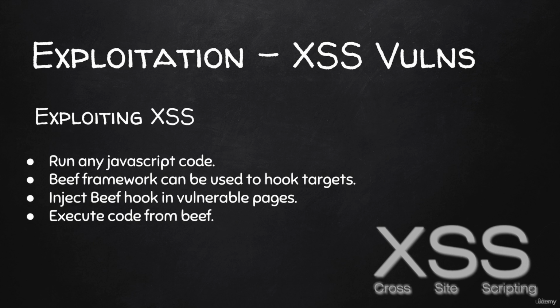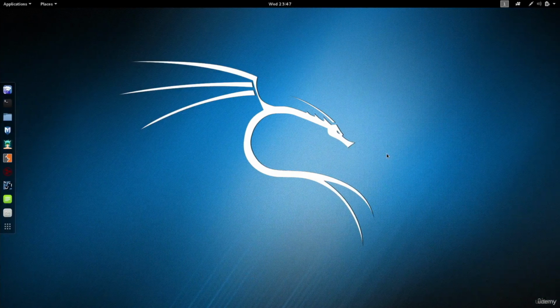We're going to use Beef to do this. We had a look at Beef before. What we're going to do is use the Beef hook URL and inject it into the stored XSS page, so that everybody who visits that page will be hooked to Beef. Then we'll be able to run all the commands that Beef allows us to on the target computer.